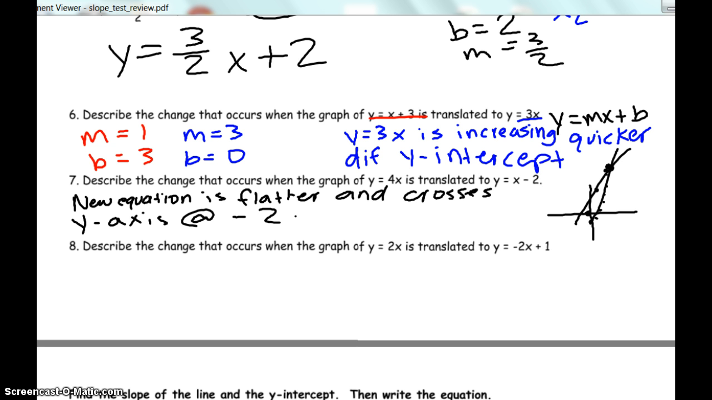Describe the change that occurs when the graph of 2x is translated to y equals negative 2x plus 1. Now if we consider the actual value of our slope, it is the same. This one is increasing by 2. This one is decreasing by 2. So they would be relatively similar in regards to steepness. Just one is positive and one is going down. So the change that occurs, we go from a positive.